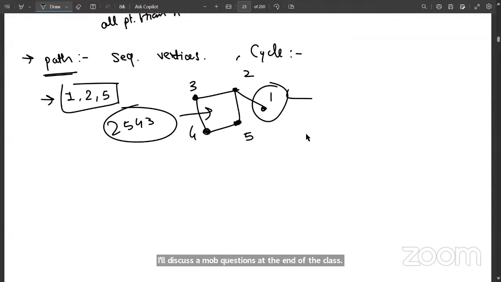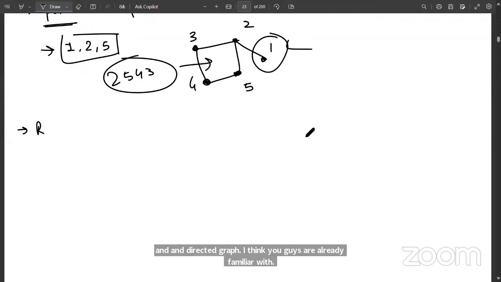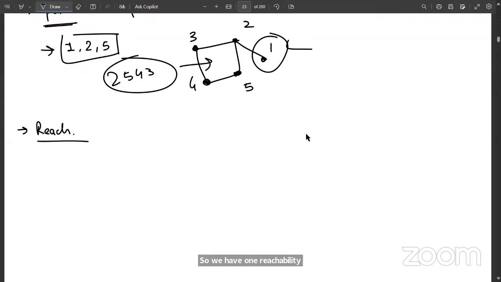So that's all about walk and path. And then we have directed and undirected graphs, which I think you are already familiar with. So we have one reachability question, right? What is the difference between a path and a walk? Actually, in a walk, we can repeat a vertex.